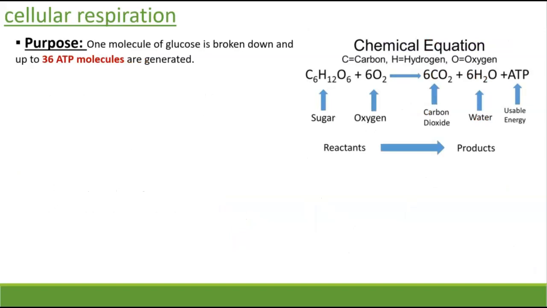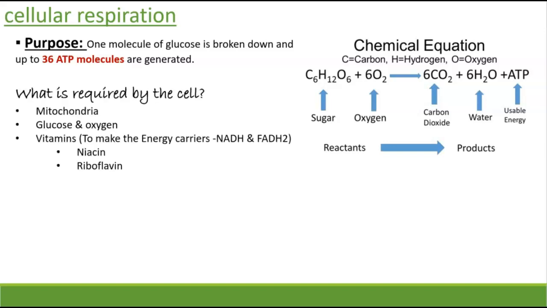The purpose of cell respiration: one molecule of glucose is broken down, and up to 36 ATP molecules are generated for every one molecule of glucose. That number 36 is variable. It depends on the organism.